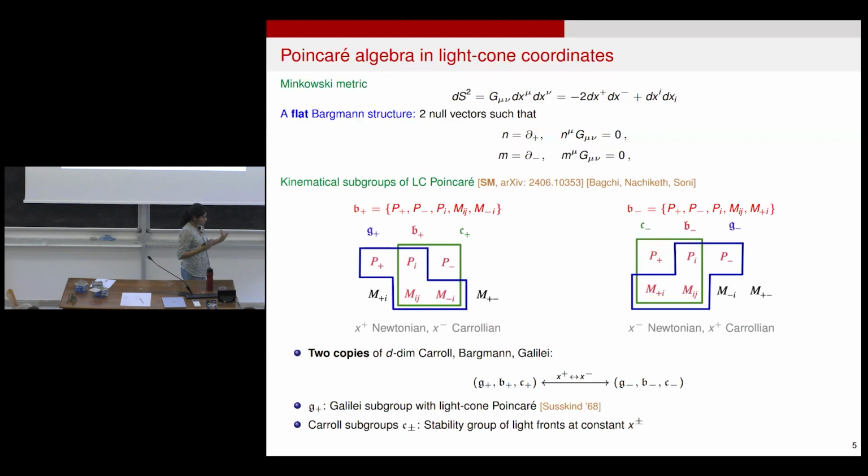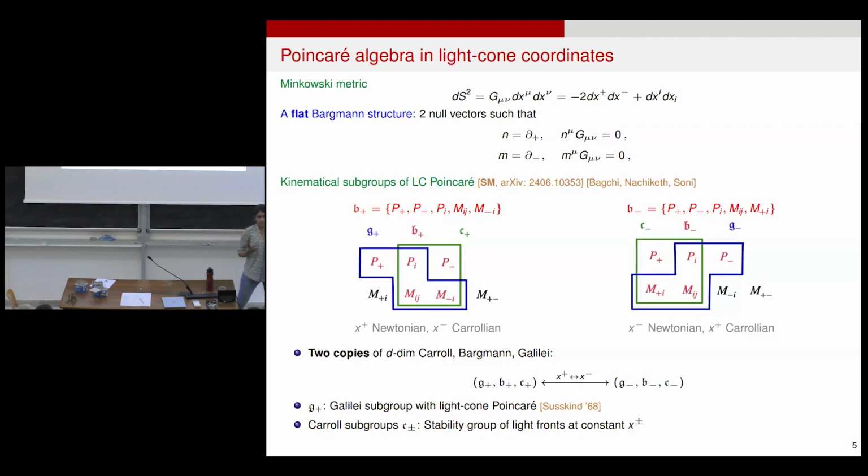So the gist of the story is that in a given d plus 1 dimensional Poincare algebra in the light cone coordinates, one has 2 copies of a d-dimensional Carroll, Bargmann, and Galilei algebra. And there is also a nice sort of duality between these x plus and x minus coordinates, because if you exchange the role of x plus and x minus, these subgroups map into one another. And this G plus group is the one that Susskind originally found. And the Carroll subgroups are actually the stability group of the light fronts at constant x plus or x minus.